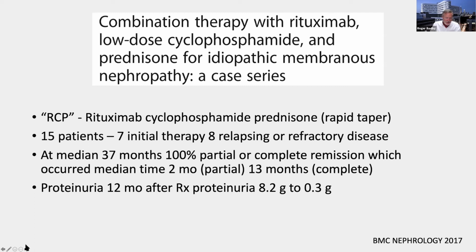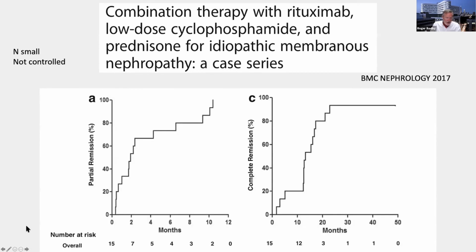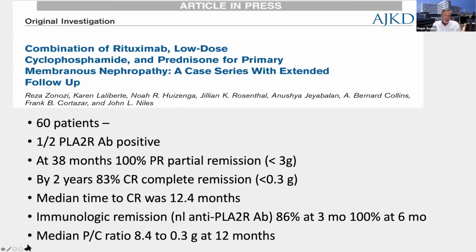And it's not something I think that I've always thought of. Certainly wasn't studied in MENTOR. There was no cyclophosphamide in there. And here you can see the partial remissions going up fairly quickly, 80% by 12 months, and complete remission fairly soon, within a year and a half, we've got 80%. But again, the N was small here and it was not controlled. What's interesting is that this is still in press.